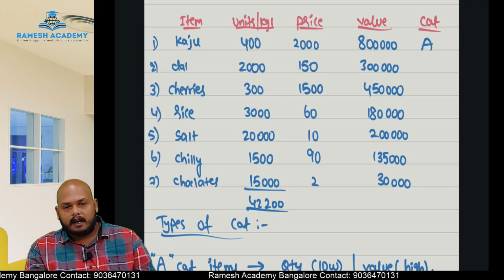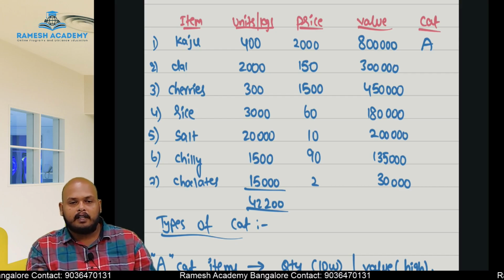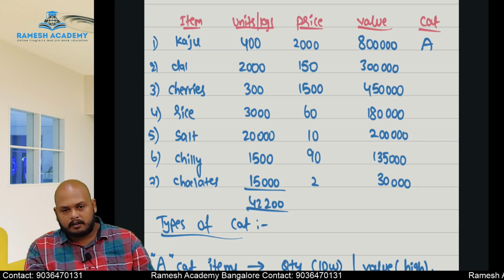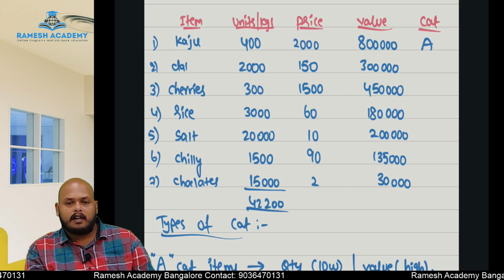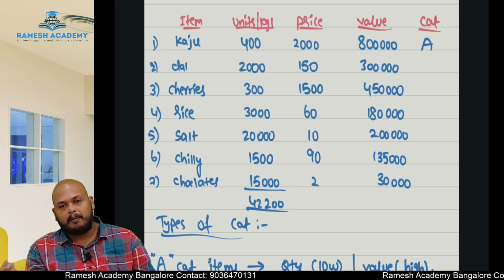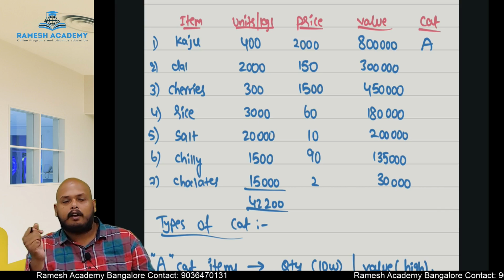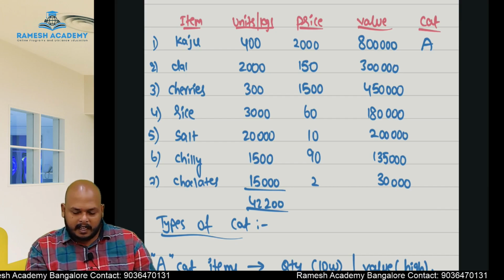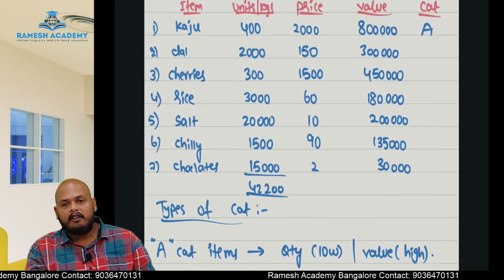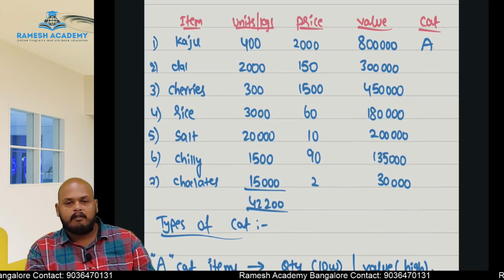If any person comes and asks for a sample, he will give one small piece for sample. That's all. He won't give a hand pick of Kaju to you. A hand pick of Kaju will be almost 100 to 200 rupees. He won't give that much sample. He'll give only one small piece. Why? Because Kaju is covered under which category? A category. How can we decide A category? Quantity will be low, but the value will be very high. That is how we will conclude.